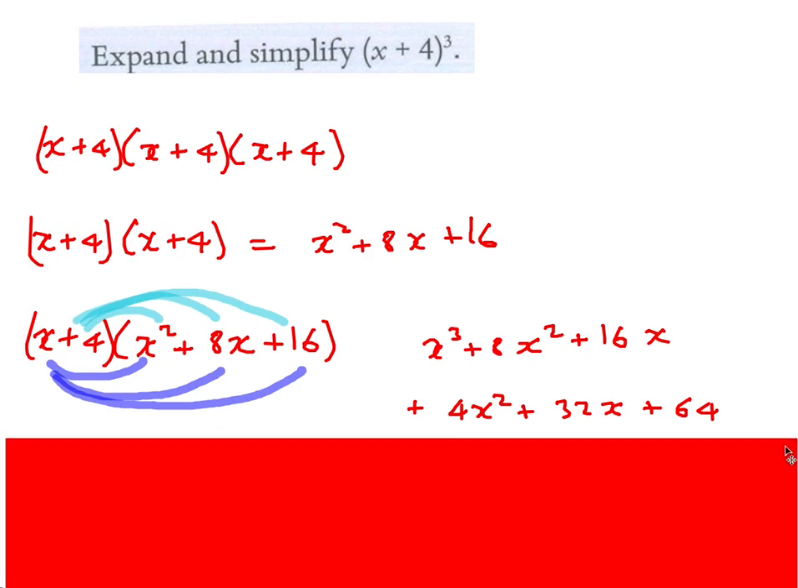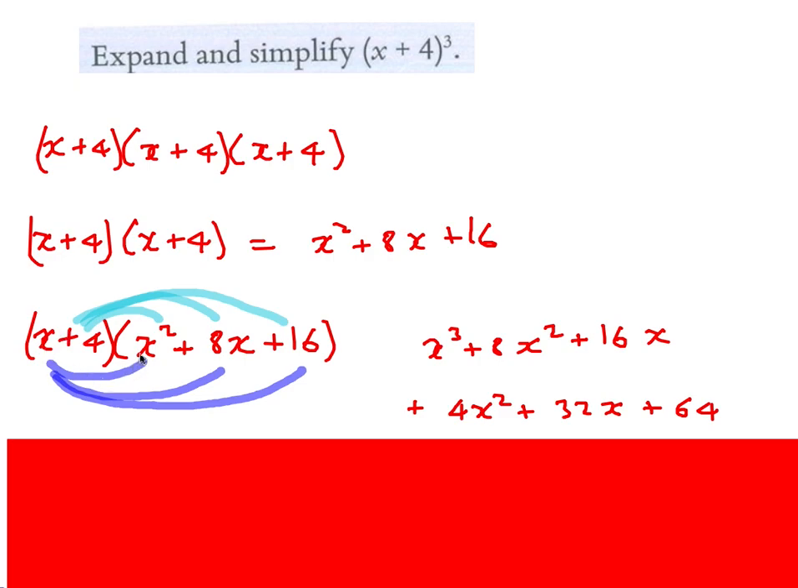This one just shows you it doesn't actually matter which way round you do it. So this time I worked out this side. So I've got the x squared plus 8x plus 16. I said that that's the same as the x plus 4 and the x plus 4 here, and I've left the x plus 4 on the left hand side this time. Like I said, it doesn't matter. We do the same idea for both of them. So I've now got this, and I now do the same thing.